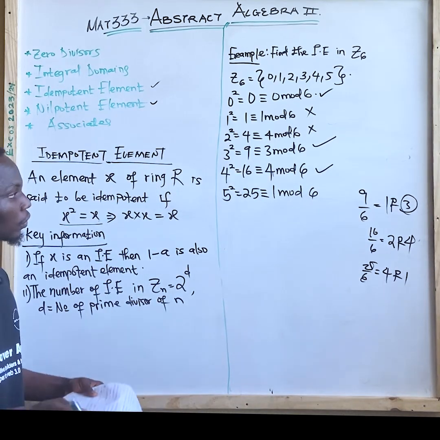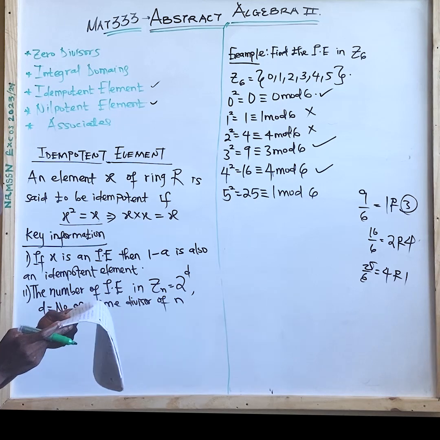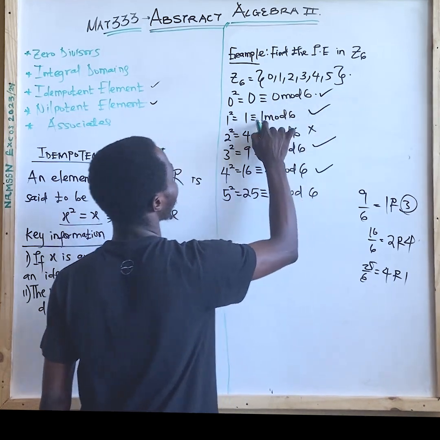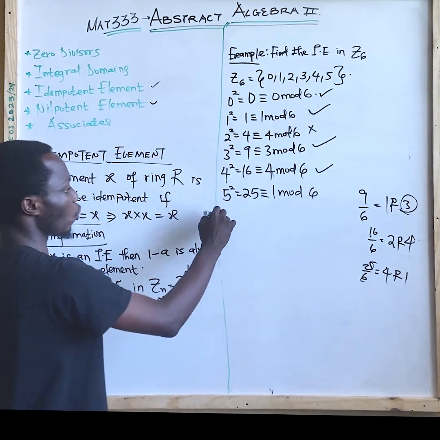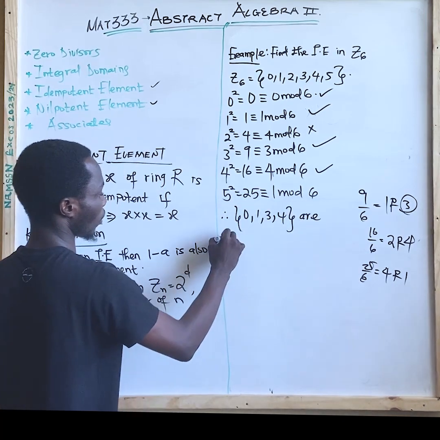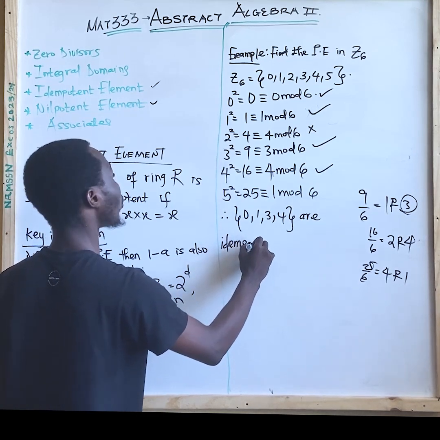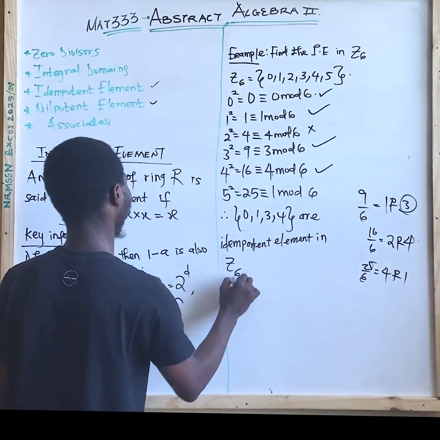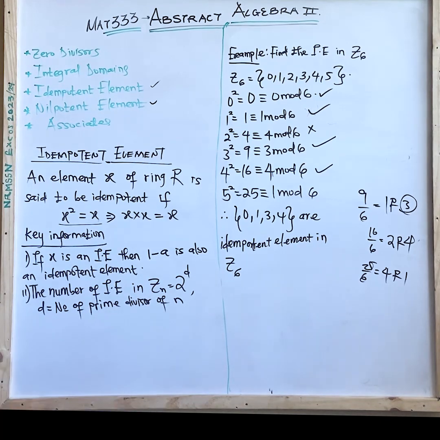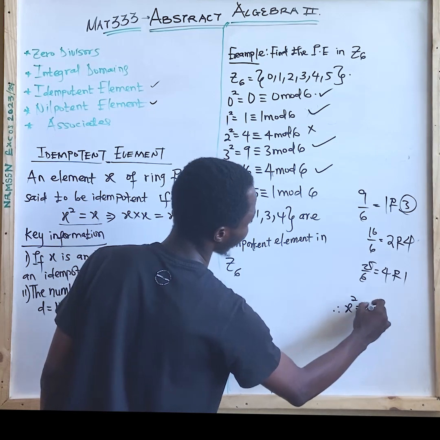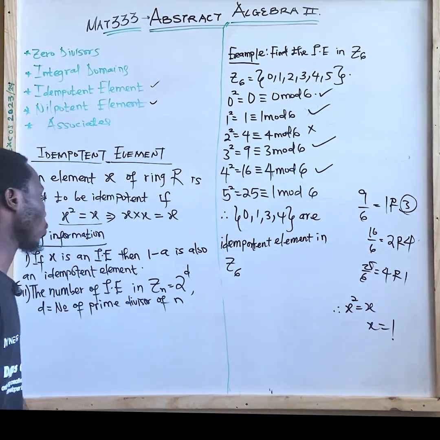So from what we have here, we've seen that 0, 1 is there, 3, and 4. So therefore 0, 1, 3, 4 are idempotent elements in Z6. So I think I was saying the other time that x squared equals x is not feasible in the real sense, but I think x squared can be equal to x if x is equal to 1.